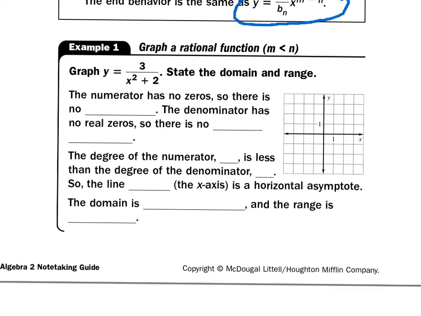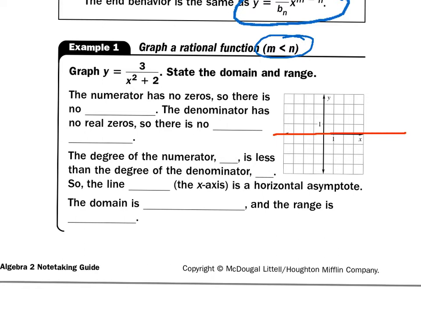When we graph y equals 3 over x squared plus 2, some things I know right away. I know that the m on the top, the exponent on the top, well, there is no exponent on the top, so that m is 0. So my m is less than 2, which is my exponent on the bottom. So when m was less than n, we had a horizontal asymptote right here at y equals 0. So I know that's going to be my asymptote.